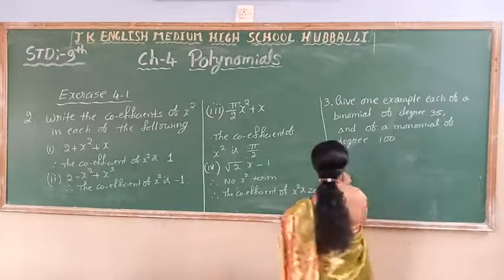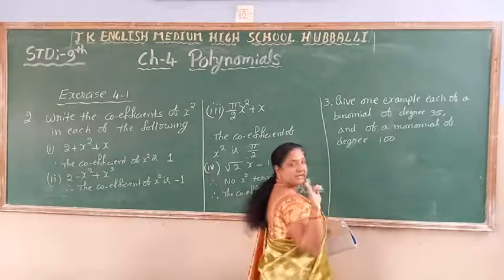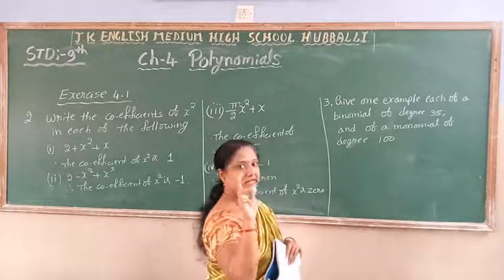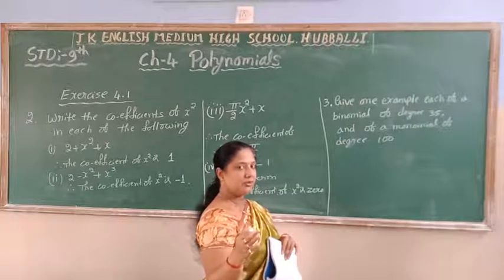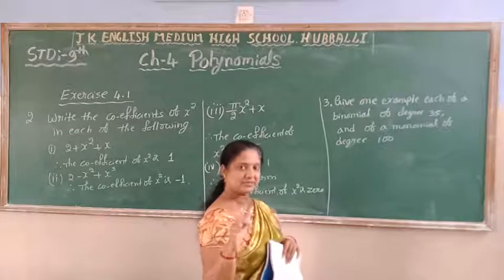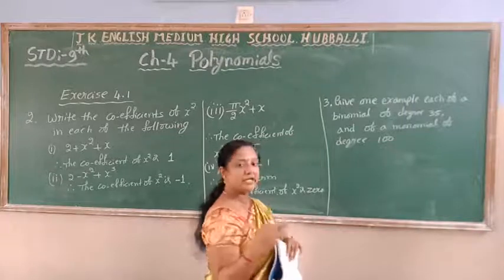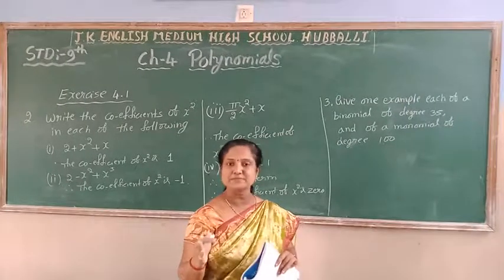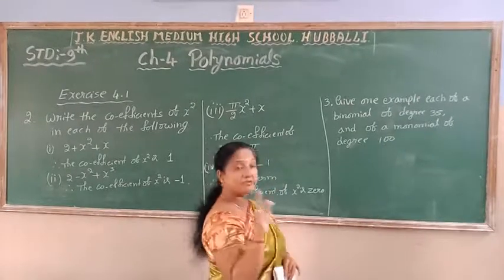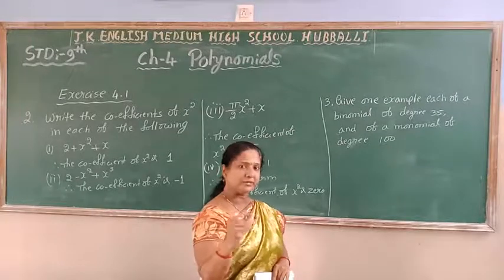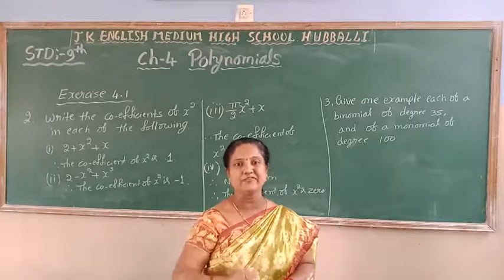Okay. So now I write an example. A binomial means it should contain two terms. Already I explained binomial, monomial and all. Monomial means only a single term. Any algebraic expression, if it contains only one term, is called a monomial. And if any algebraic expression contains two terms, it is called a binomial. Give an example means the binomial of degree 35. So I write an example for a binomial, but the degree of that binomial should be 35.